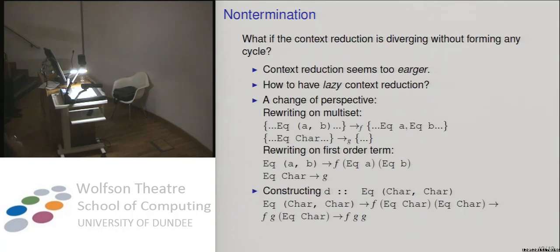So in some cases we do want to take care of these divergent reduction situations, and our current notion of context reduction seems too eager, in the sense that we always try to apply the rule as much as possible and try to really get the normal form of the query. So we might ask the question: can we somehow make the reduction process lazy? This is just a way that I've been thinking of recently, so I'm not even sure how extensible this view is, but I'll present it anyway.